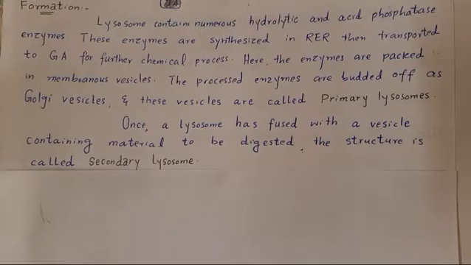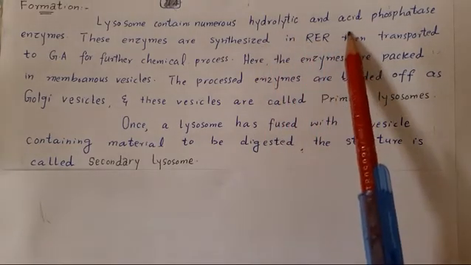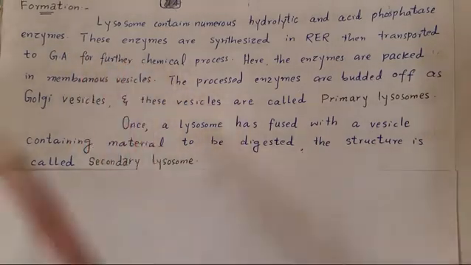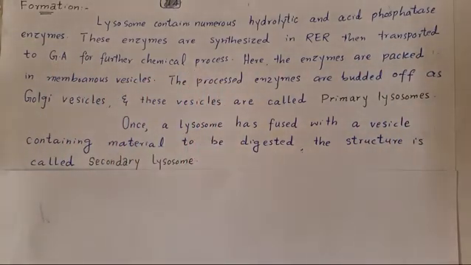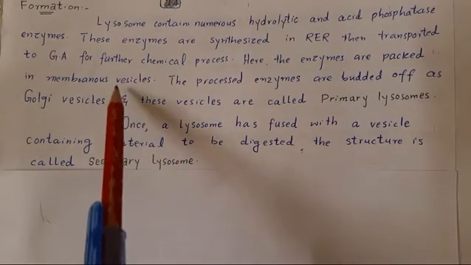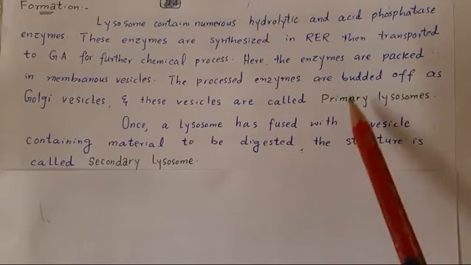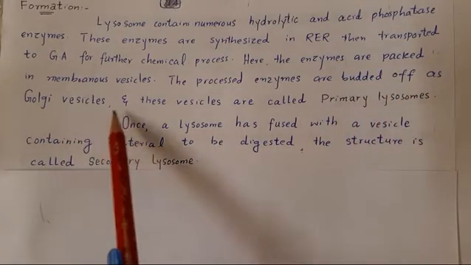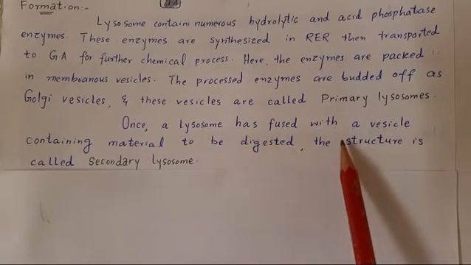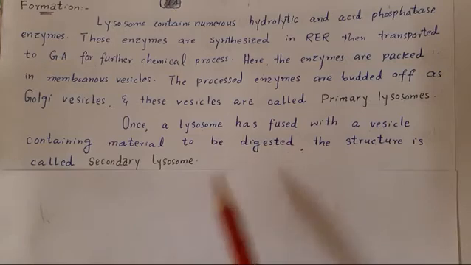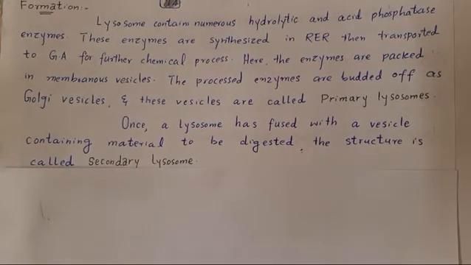Lysosomes contain numerous hydrolytic enzymes, which perform hydrolysis, the breaking of macromolecules. The processed enzymes are budded off as Golgi vesicles, and these vesicles are called primary lysosomes. Once a lysosome has fused with a vesicle containing the material to be digested, the structure is called secondary lysosome.